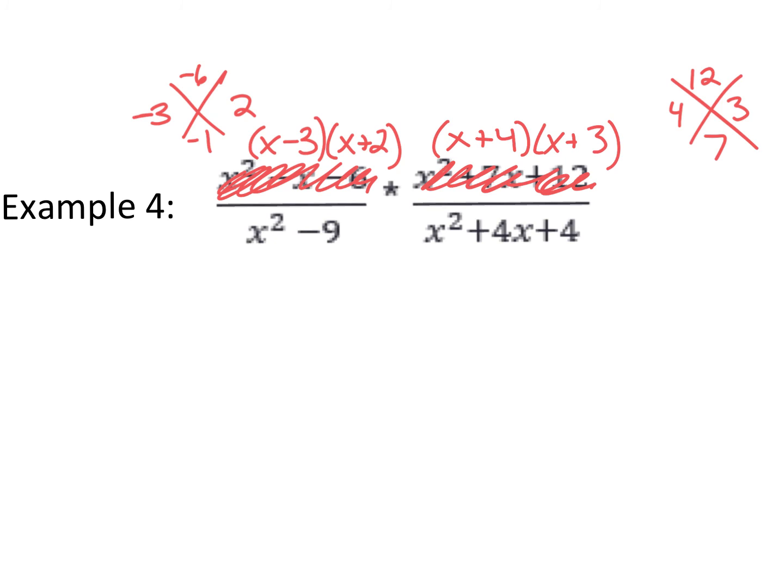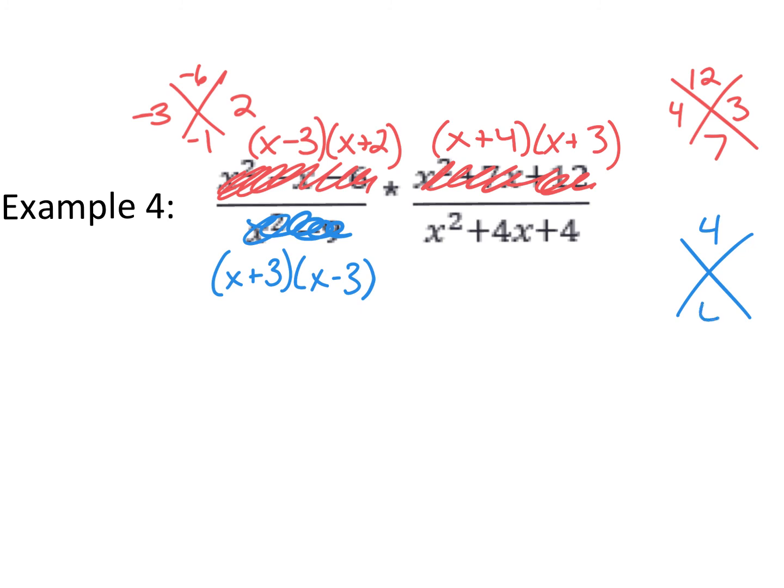What are we doing there? X plus 3, x minus 3. Difference of squares. We really need to start recognizing that now. Scratch it out. X squared plus 4x plus 4. X method. On the top. On the bottom. And what am I putting? 2 and 2. So x plus 2, x plus 2.